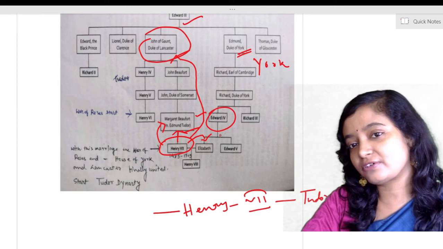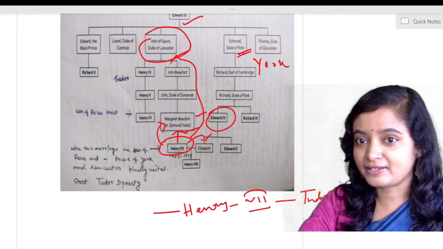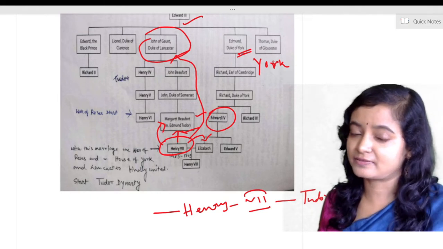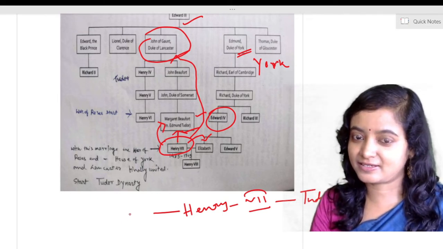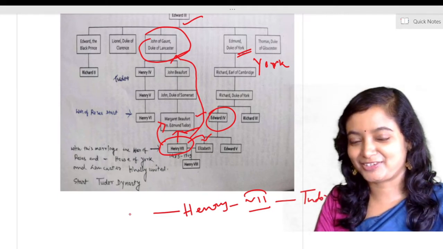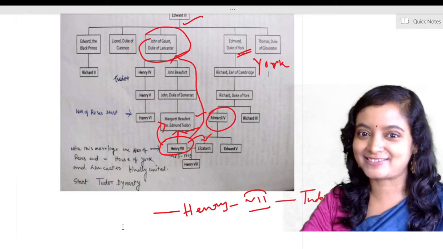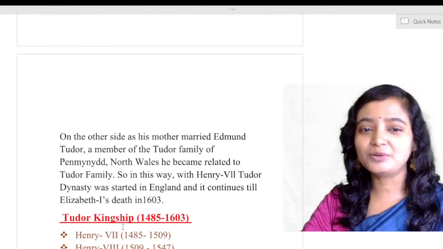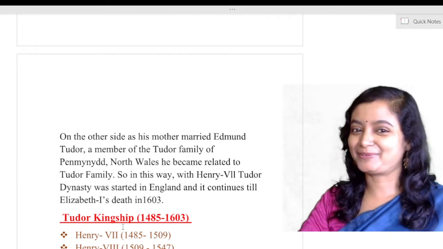And who was Edward IV? Edward IV belongs to York house. So by marrying a princess from York house, Henry VII just united Lancaster and York. It was a great job. And I must say that Henry VII was a wise king. Now, like our King Akbar, Jodha Akbar.